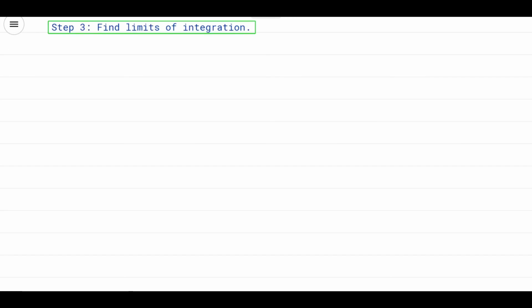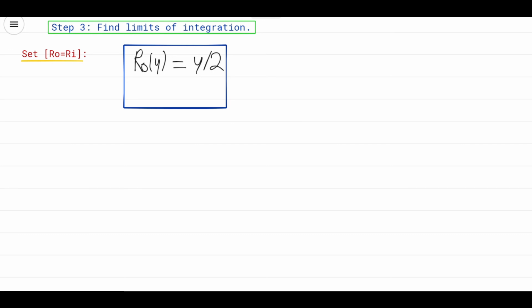So now for step 3, we're going to find the limits of integration. As we've done, we're going to set the outer and inner radii equal to each other. Recall the outer radius was y over 2. The inner radius was y squared. So y over 2 is equal to y squared. And note again, this is not the squared terms. This is just the inner and outer radii. If you use the outer radius squared and the inner radius squared, you're going to get a different answer.